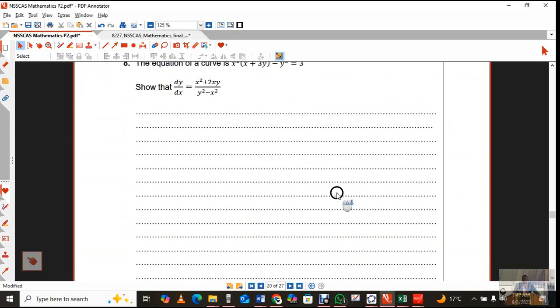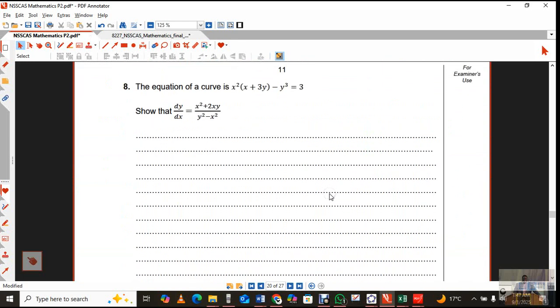Right, we have got question 8. Question 8 is parametric equation. Now, I did say I'm going to go on to question 10. It's getting quite late, so we'll see. Well, I'm just going to do after question 9.